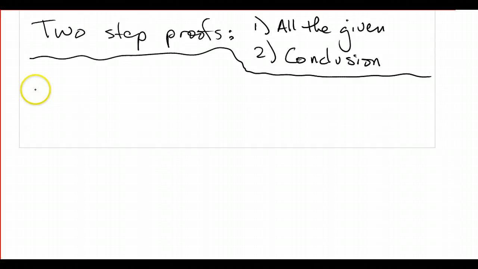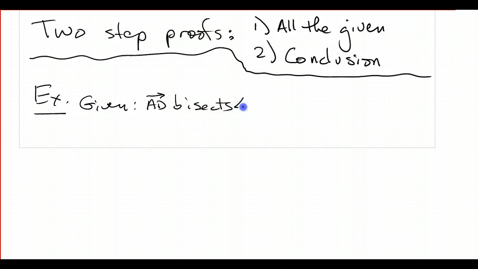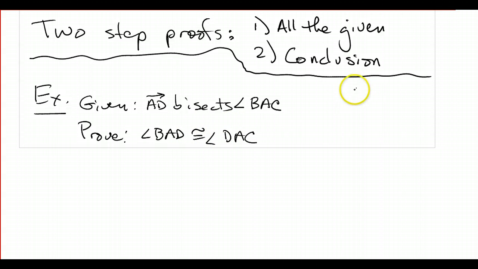Okay, so example number one, I'm going to give you some given. I'm going to give you what we want to prove. I'm going to give you a picture. We're going to do a two-column proof. So first example, we are given that ray AD bisects angle BAC, and I want to prove that angle BAD is congruent to angle DAC. And this is what my picture looks like.